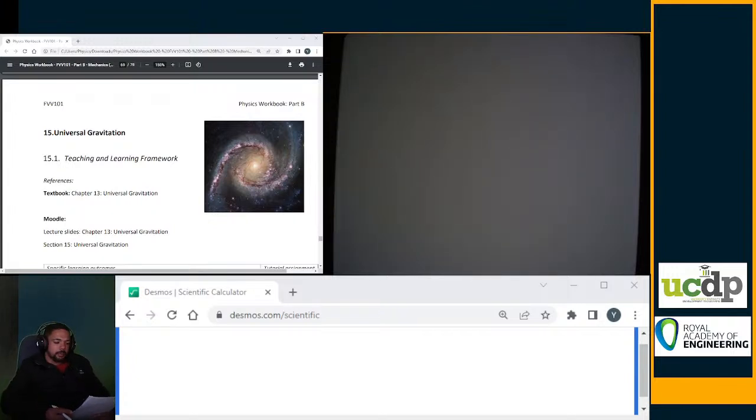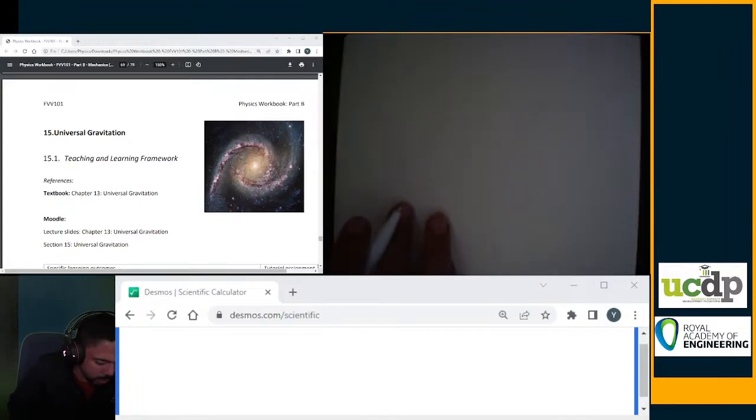Now, let's see. Two objects attract each other with a gravitational force of magnitude 1 times 10 to the negative 8 newtons when separated by 20 centimeters. If the total mass of the two objects is 5 kilograms, what is the mass of each?